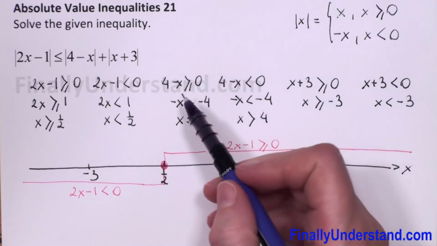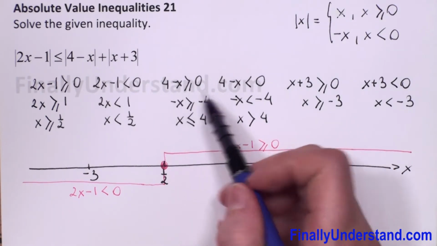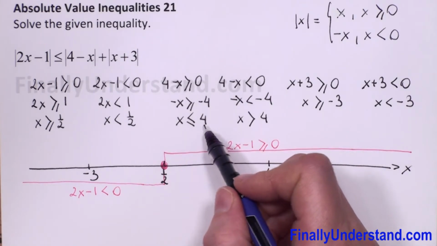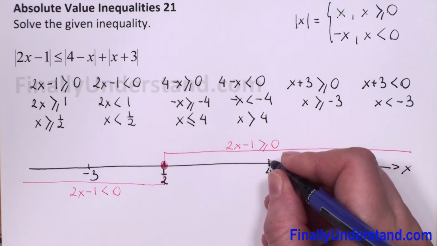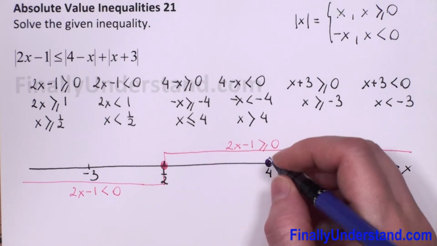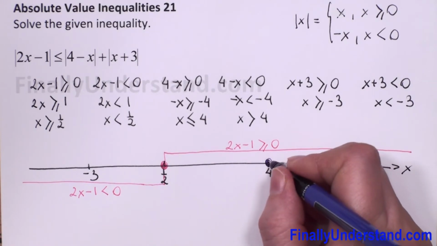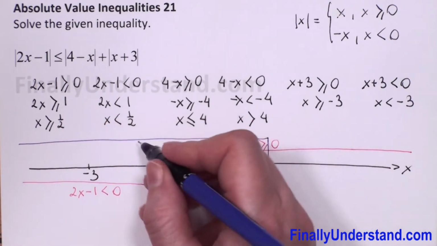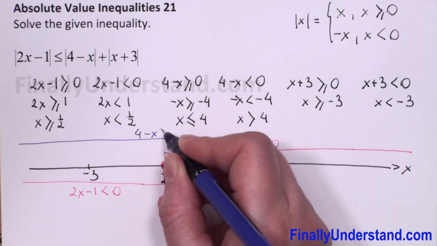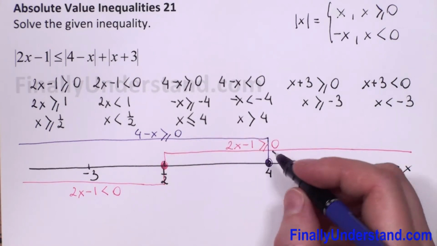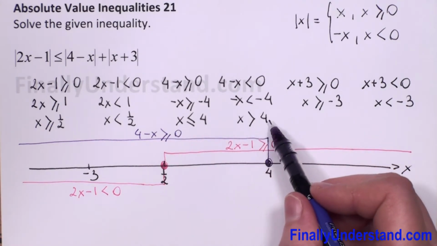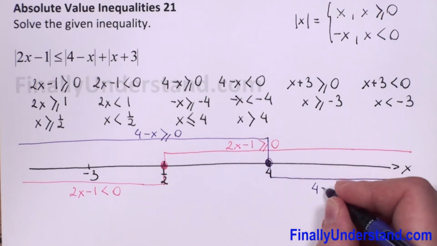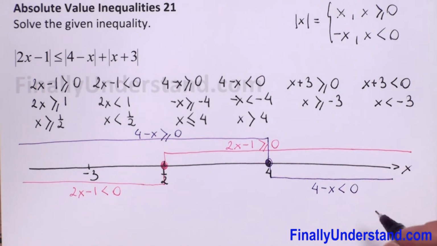Next, we have to do the same for the next inequalities. We have x is less than or equal to 4, so it means 4 is included. Values less we have on the left side of our 4. This part is for 4 minus x greater than or equal to 0. And x greater than 4 is for 4 minus x less than 0.